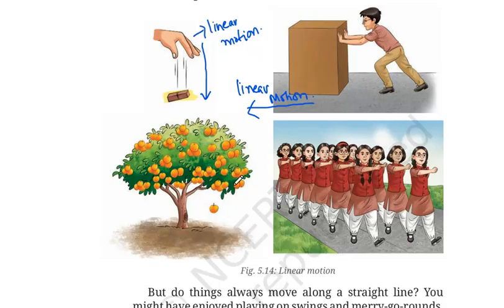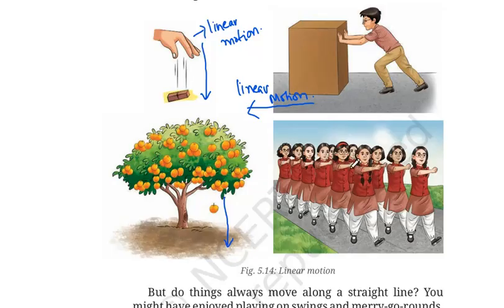Now come to the example of a tree where an apple or an orange, or maybe this looks like a mango. No, this is an orange. It falls vertically downwards in a straight line. So again, this is an example of linear motion.